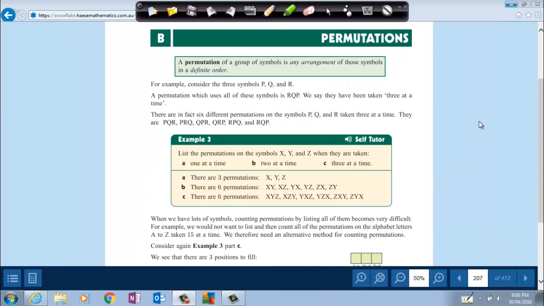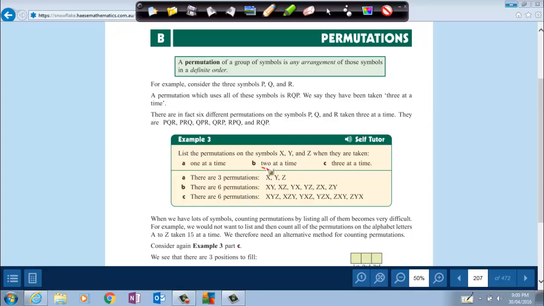Now we're going to look at permutations. This is the number of ways of organising something in a definite order. So for example, if we had the letters X, Y and Z and we take them one at a time, then the 3 possible ways would be you could get the X, or you could get the Y, or you could get the Z. So there are 3 permutations picking one letter out of the 3.